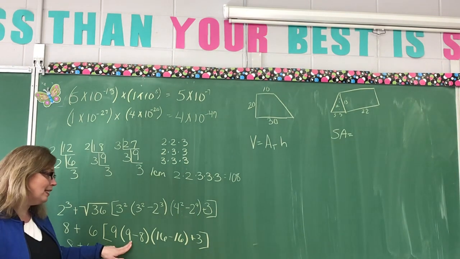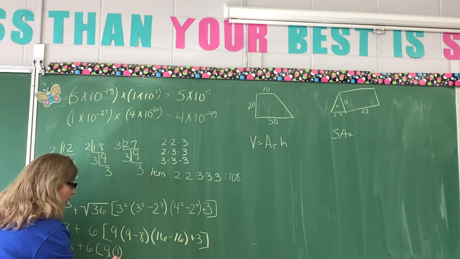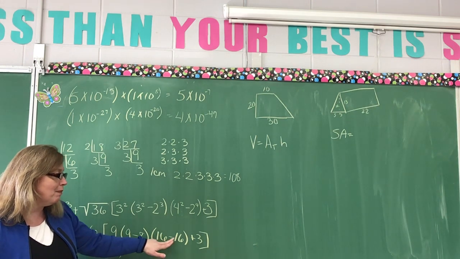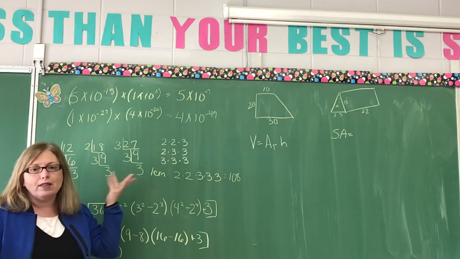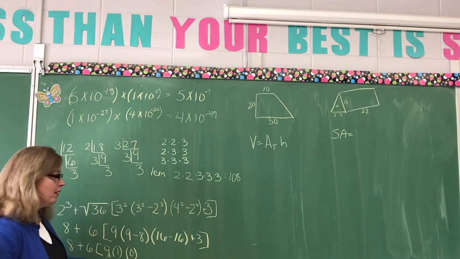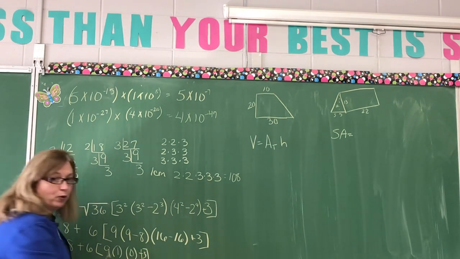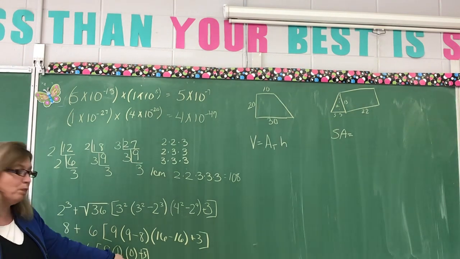I have a parentheses here. 9 minus 1 is, 9 minus 8 is 1. Then I have another set of parentheses. 16 minus 16 is 0. You cannot skip that. You can't say, okay, that's nothing, so I'll just move on. No, you have to put the 0 down. Then you have a plus 3. Whoops. Hope you can see that okay down there. Now we have 8 plus 6 brackets, 9 times 1 times 0 plus 3.